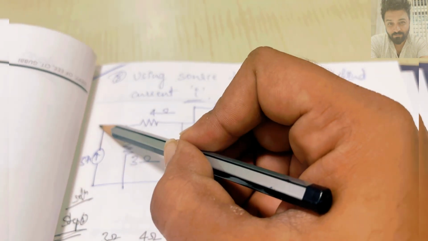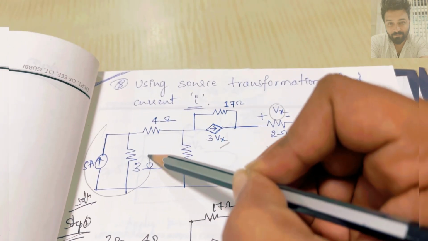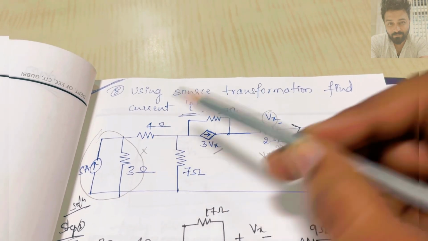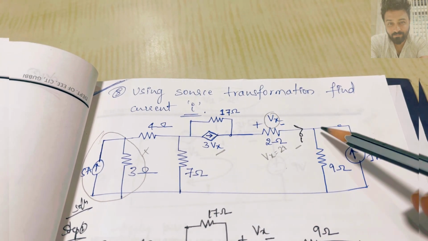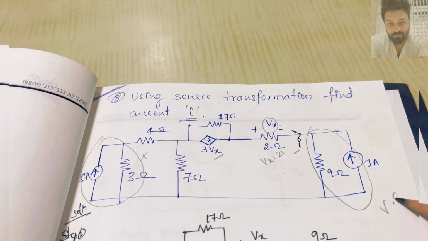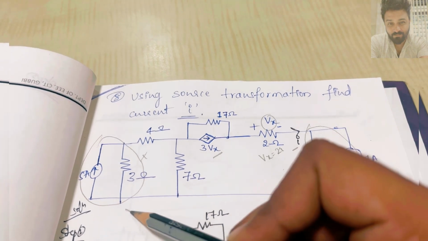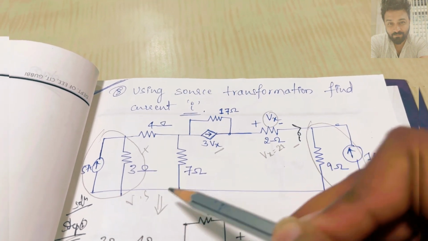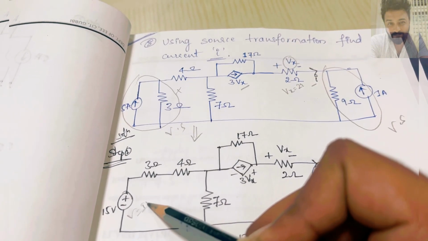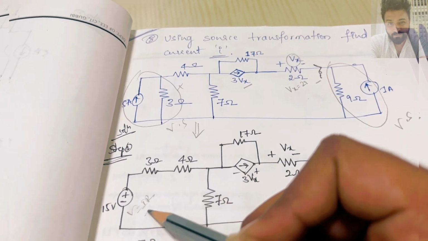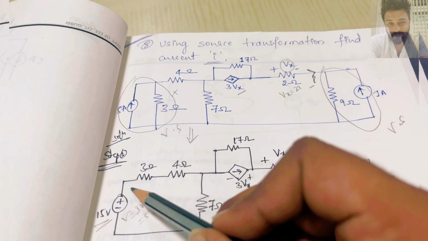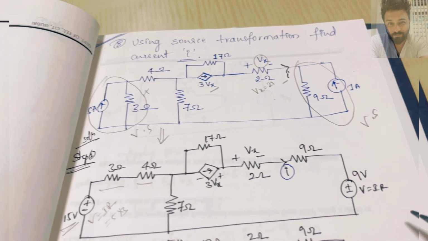Find the current flowing through the 2 ohm resistor, so you need to convert the 5 ampere 3 ohm current source and the 1 ampere 9 ohm current source into voltage sources. By converting that, you get the voltage source V equals I into R, where I is 5 ampere and R is 3 ohm. So you get 15 volts and 3 ohm, that is in series with 4 ohm.